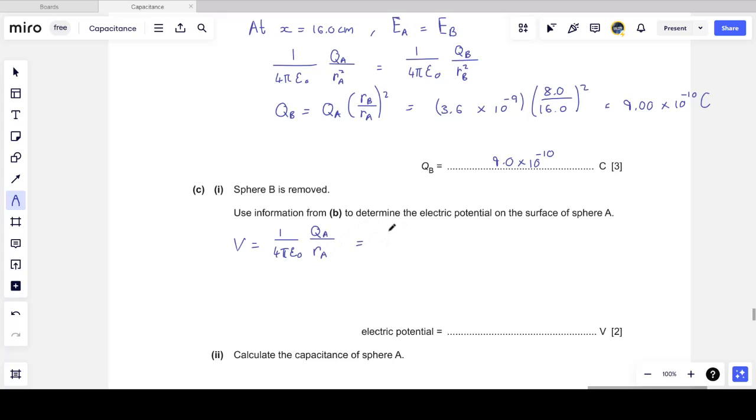1 over 4 pi epsilon naught, I know I can write this as 8.99 times 10 to the power 9 meters per farad. That's 1 over 4 pi epsilon naught. The charge on A we were given as 3.6 times 10 to the minus 9 coulombs divided by the radius of A, distance from the center to its surface, 0.02 meters, 2 centimeters.